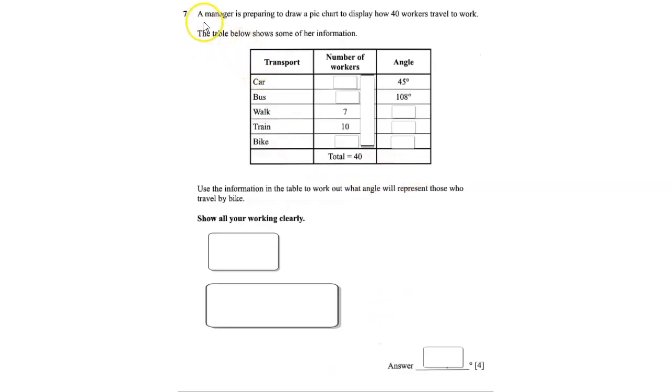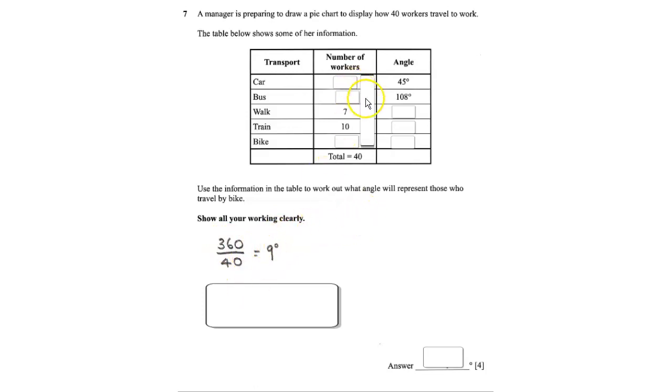So 7, a manager is preparing to draw a pie chart to display how 40 workers travel to work. The table below shows some of her information. So you can see all of these, number of workers should add up to 40. So it's a pie chart type of table. What you do with this 40 is you do 360 divided by 40, because it's a pie chart and pie chart angles around that one would be 360. So we find out that that is 9 degrees.